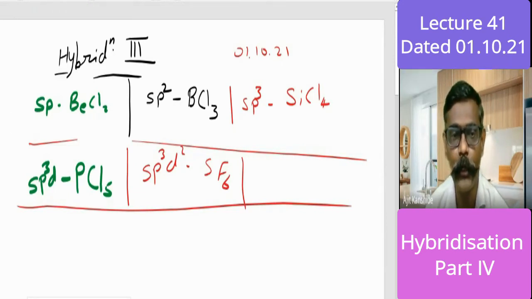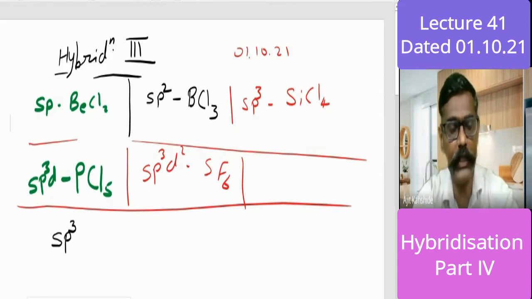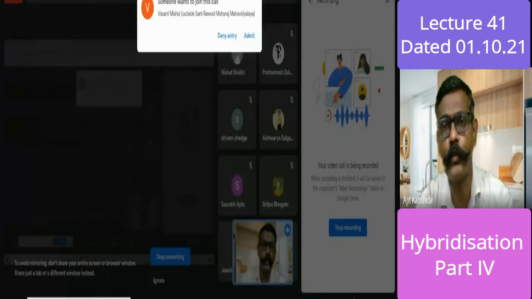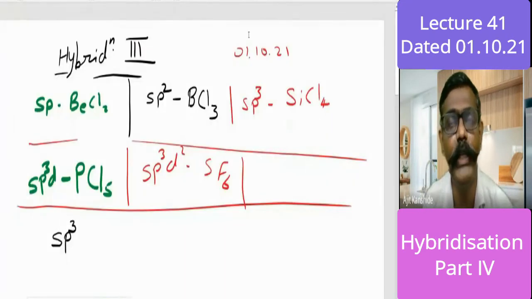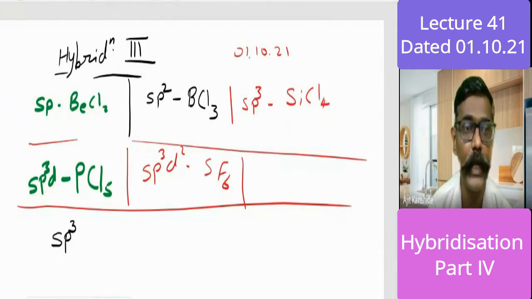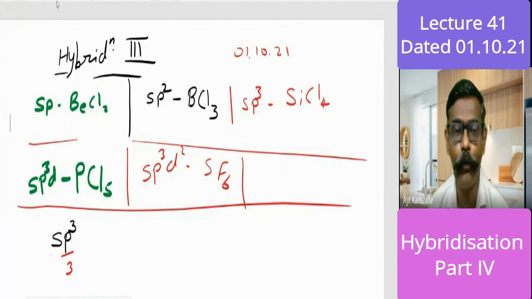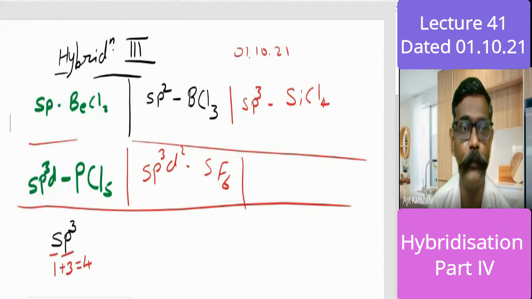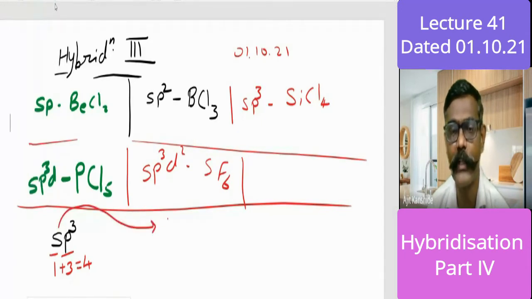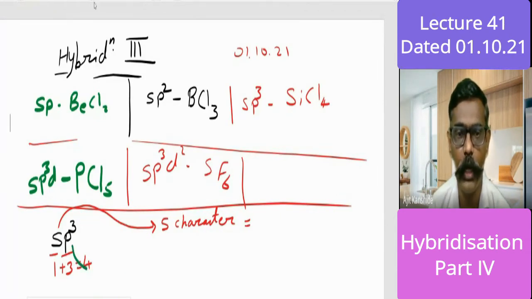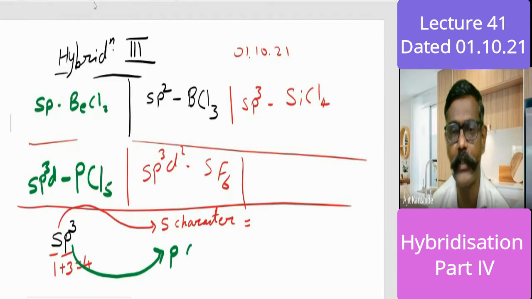What you know so far, sp3 hybridization means it is a mixing, recasting and redistribution of s and p orbitals. How many p orbitals are there in sp3? 3. And how many s orbital? 1. Total, if you see, total number of orbitals are 4. I want to know from you, what is the percentage of s character? How much percentage of s character is there?